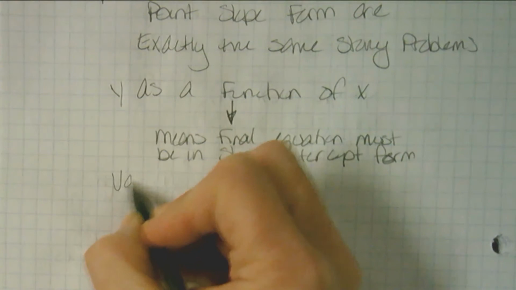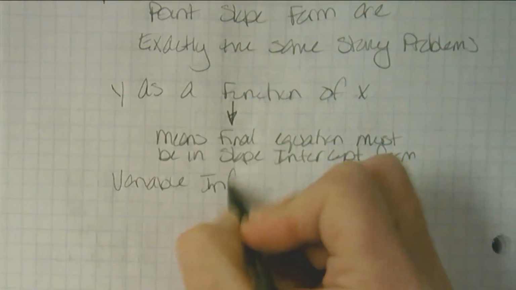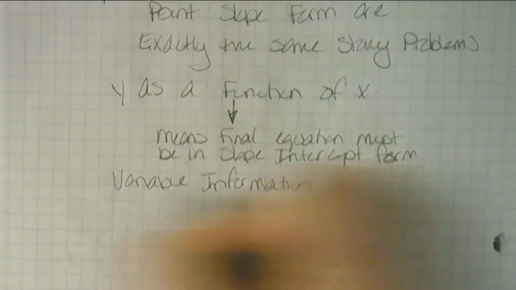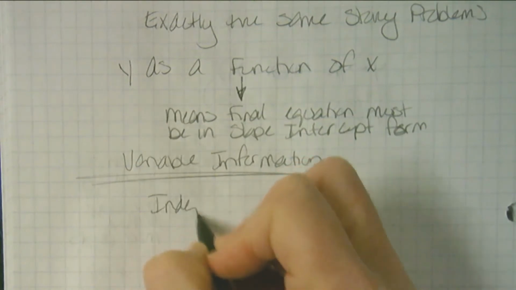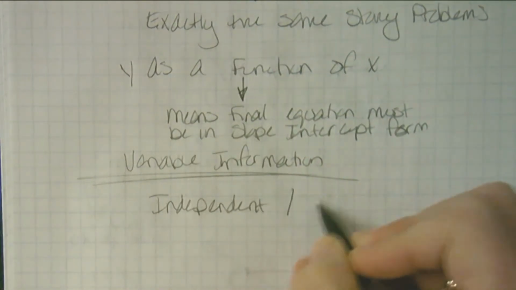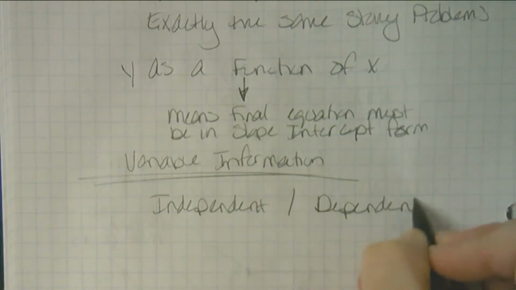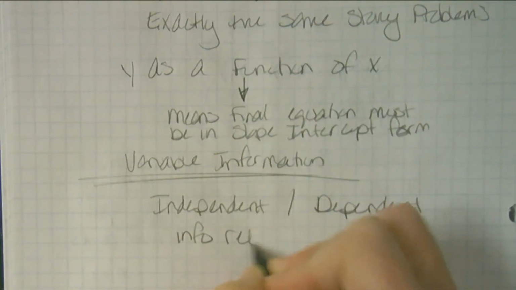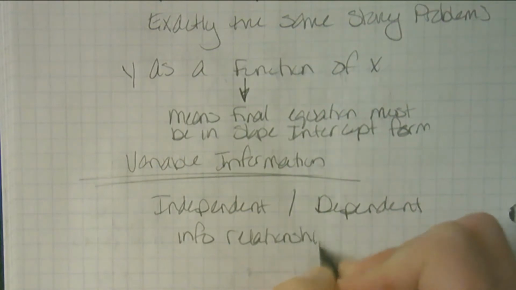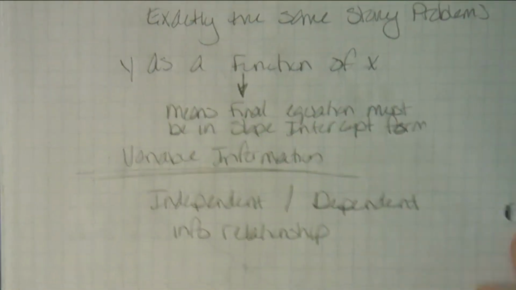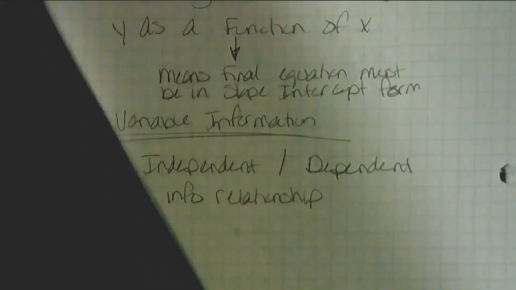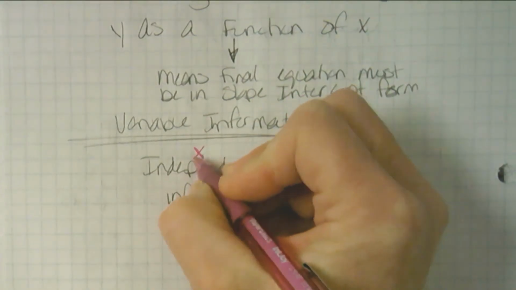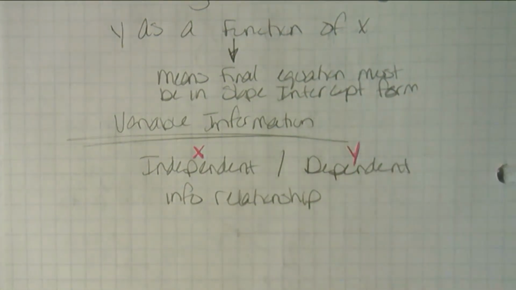So when we talk about our variable information, for both of these, we have an independent, dependent info relationship. Those are the types of problems where you will always use either slope-intercept or point slope, slope-intercept being the most common. And remember, your independent information is always your x, your dependent information is always your y.